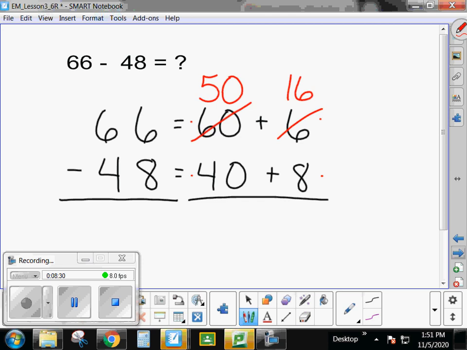Okay, so I'm going to double check before I start subtracting. I always double check myself. I've got more on top in the tens place. I got more on top in the ones place. I am ready to subtract. So let's do it. 16 minus 8, what is that? And now, subtract my tens. 50 minus 40, what is that? And when I put them all together, 10 plus 8, my answer is 18.